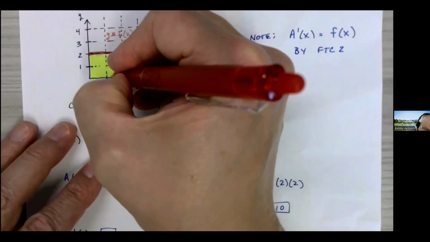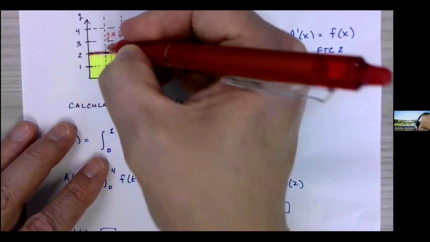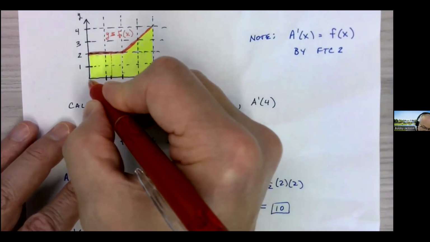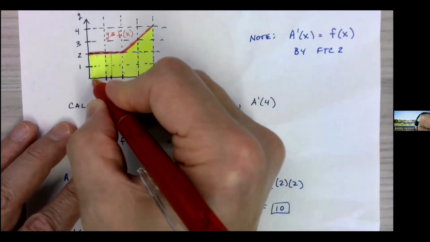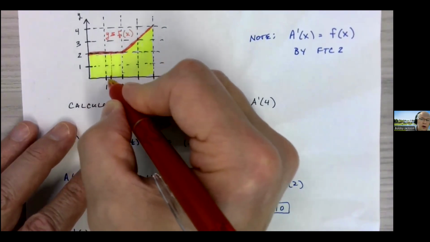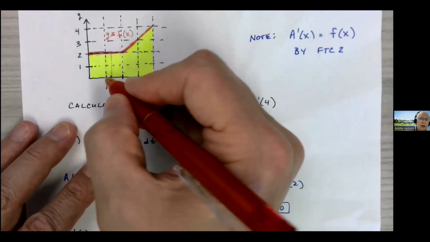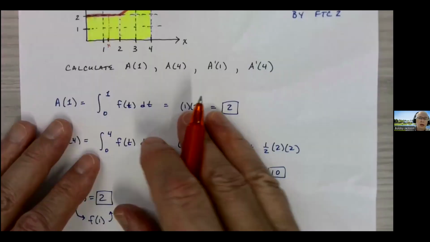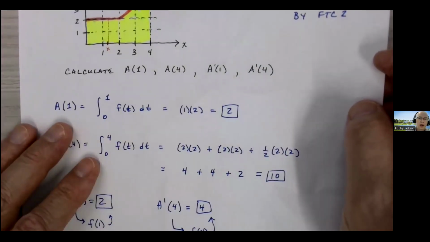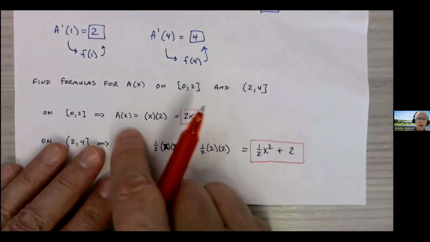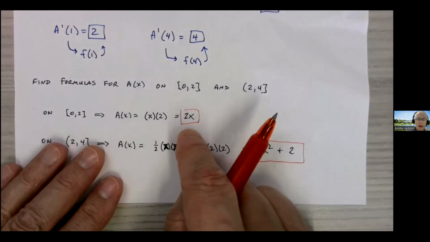It's the accumulation function, so it's going to accumulate the total area of this rectangle here, where the value x is how far from the origin we are. x is the length here, and the height is 2. So it's a rectangle, base x and height 2, and so that's the area, x times 2 or 2x. So the area function is just 2 times x.